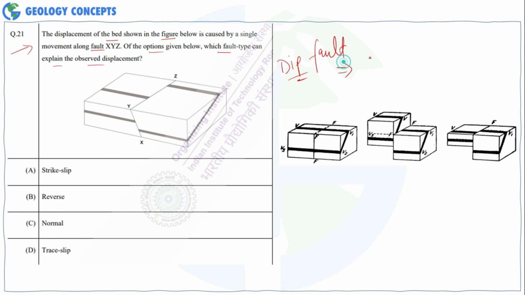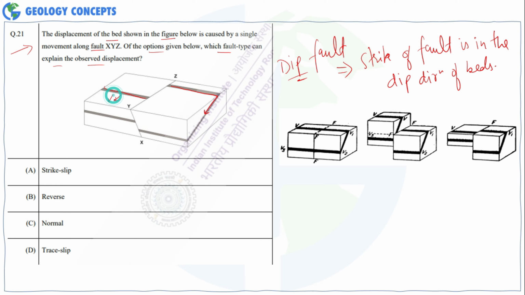So I can write it here, strike of fault is in the direction, or is in the dip direction, of regional beds. So now if you can see, the regional beds are dipping in this direction. You can see they all are dipping in this direction, and you can see the fault plane has a strike in this direction as well. So this is for sure a dip fault.